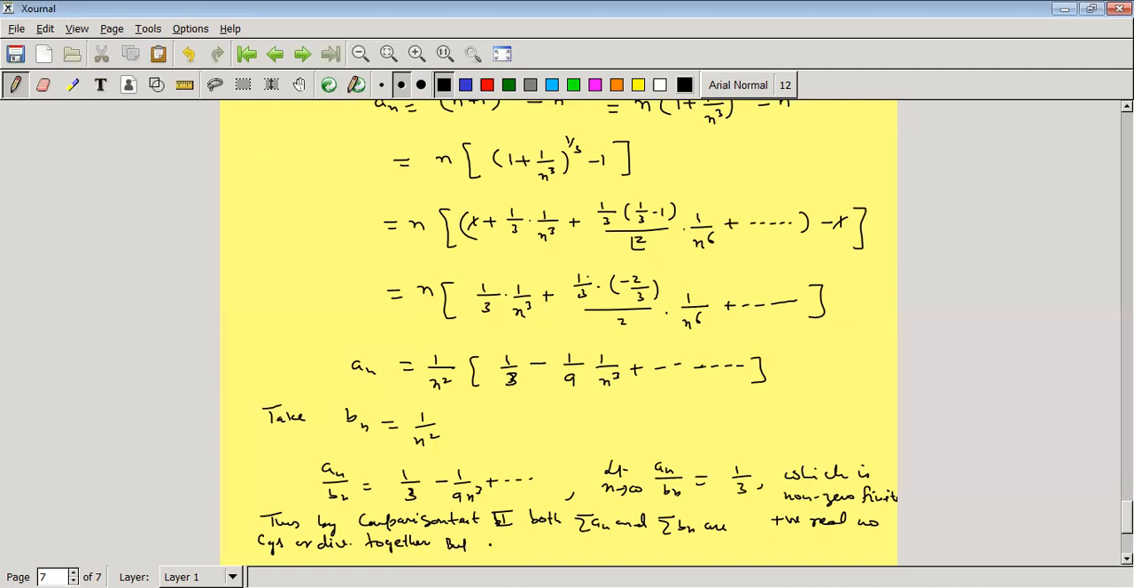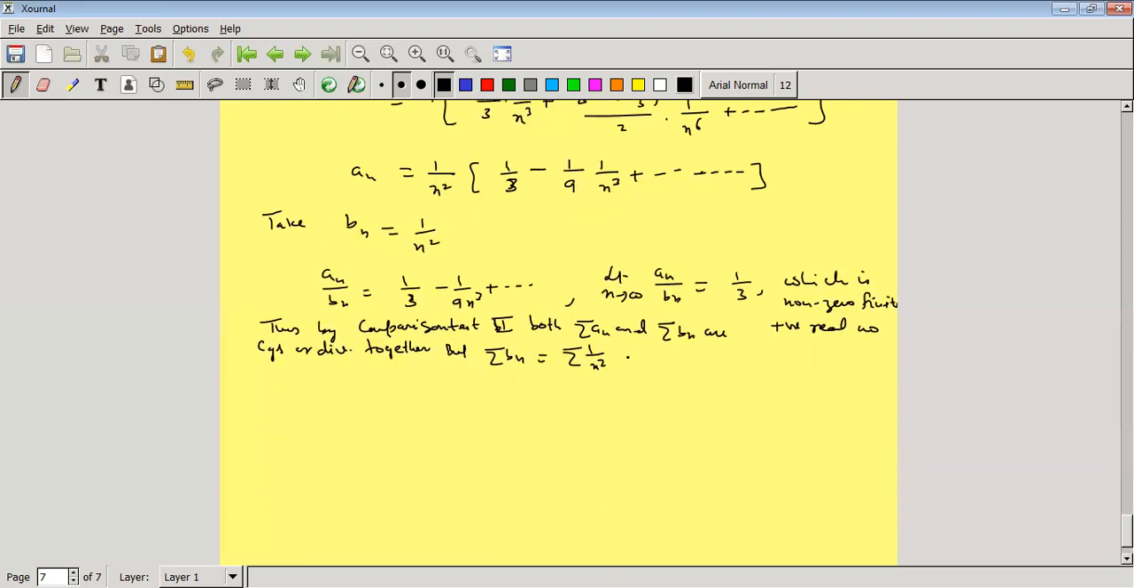But summation bn, that is summation 1 upon n square, is convergent by p test for p equal to 2, which is greater than 1. Thus, summation an is also convergent. So in this way, we can check the behavior of the given series.